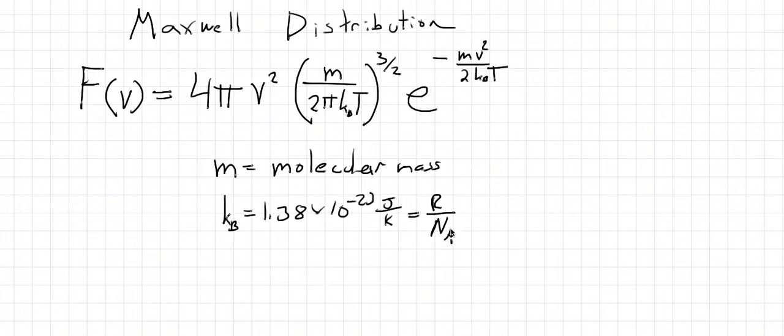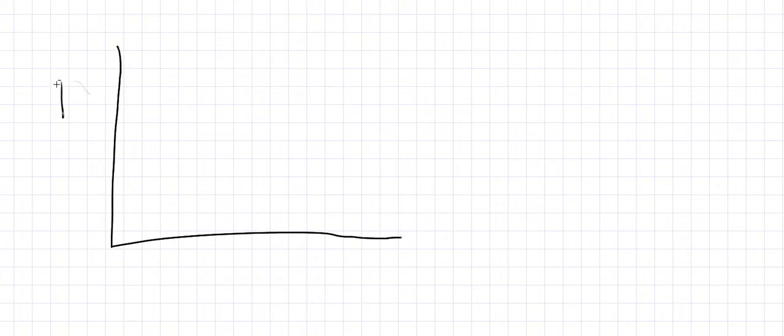Okay, so looking at this, we can see that there's really two parts to this. This is a rapidly decreasing function of speed. On the other hand, this is an increasing function of speed, so we should expect something that has a maximum in it if we graph it. Let's go ahead and graph that. If we graph the Maxwell distribution, we get the frequency of any particular speed as a function of speed. And what we get is something that's like a very, very skewed bell curve.